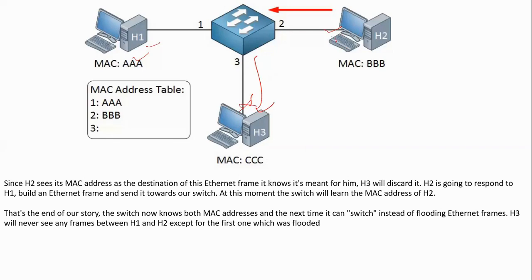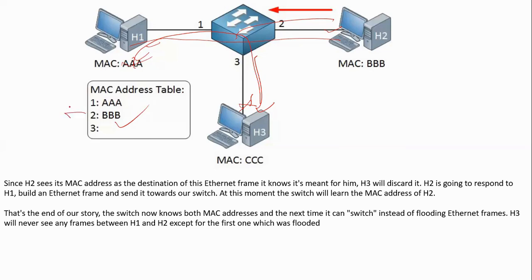Now when the switch gets a response to this frame, it will be a unicast. The first time it is a broadcast, and the next reply will be a unicast, and the switch will make the MAC address entry for this. Next time, if H1 sends some data, it will not be broadcast, it will be unicast.